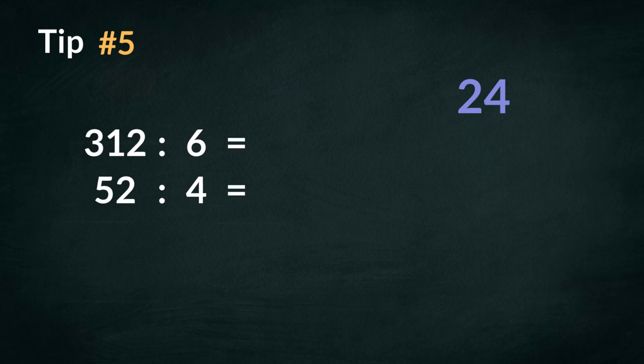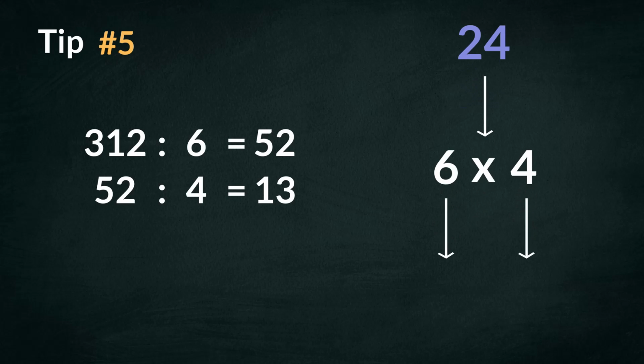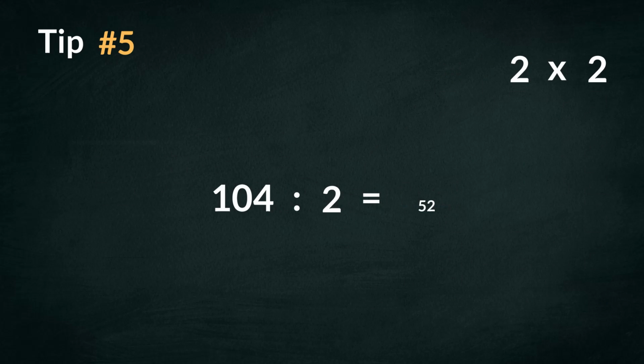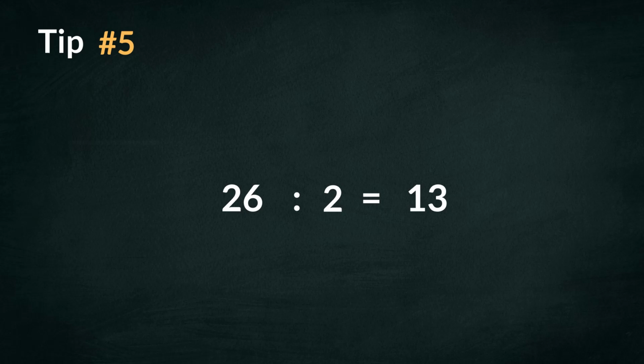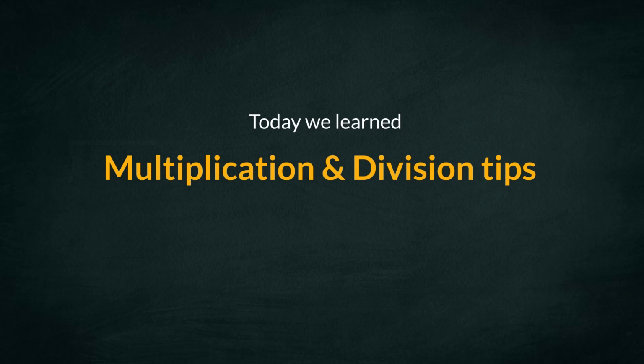If you think dividing by 6, then 4 is still a challenge, you can always break it down into even smaller factors. 6 is 3 times 2, and 4 is 2 times 2. So you can take 312 and divide by these factors one by one until you run out of numbers. Good job! Now you know how to get to the multiplication and division answers easier.